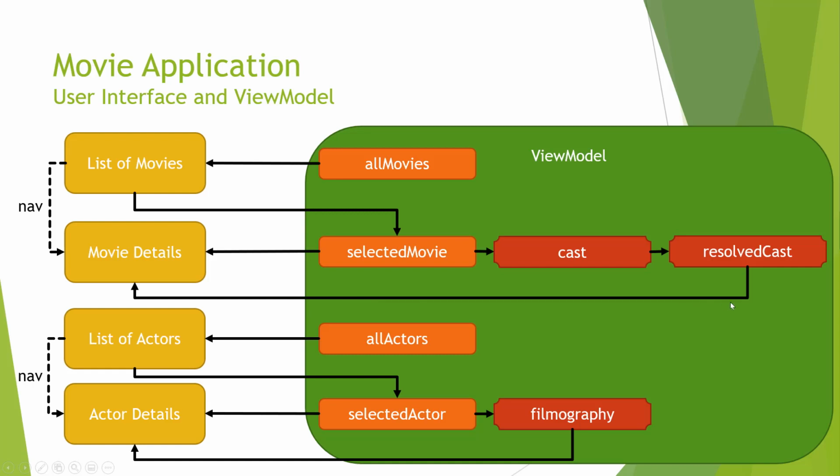Movie details is also going to observe resolved cast. Because it's observing resolved cast, as soon as the resolved cast is updated, it's going to get the information. Now think about what might happen if resolving the cast takes a while. You might see the basic movie details immediately appear, and then a moment later, the resolved cast fills in. And that's actually nice, rather than having the user wait to see anything when we get the data. We're displaying what we can as soon as we possibly can.